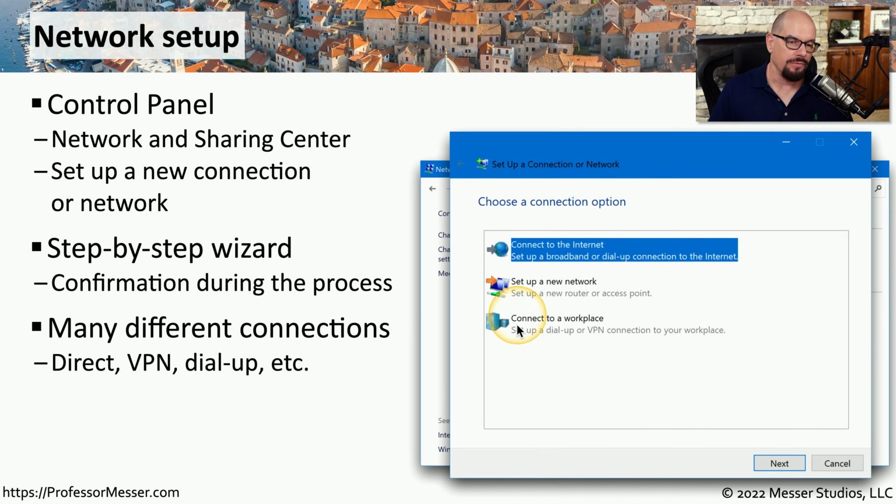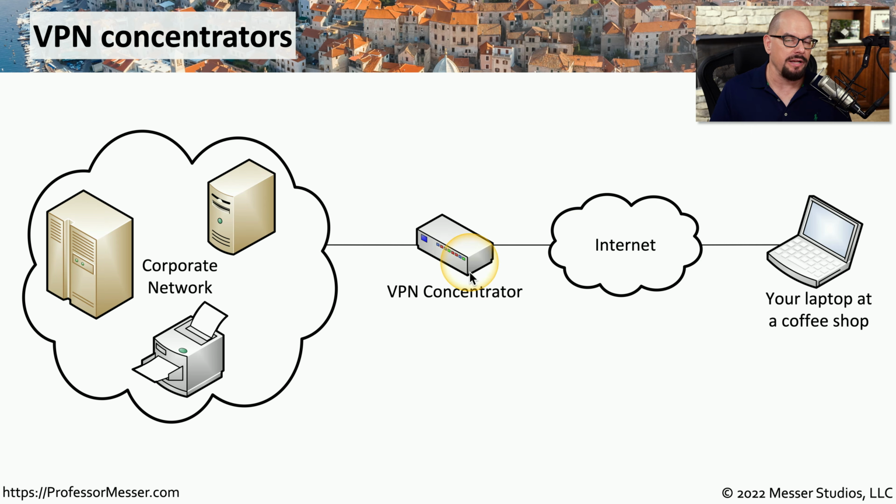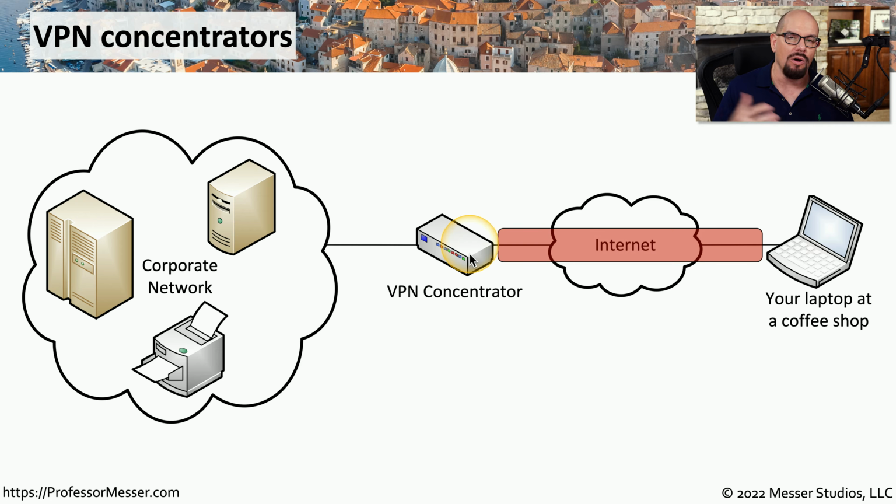Let's look at the option for connecting to a workplace, which would be to set up a dial-up or VPN connection to your workplace. Many organizations will set up and configure a virtual private network concentrator or VPN. This allows you to be at a remote site but securely connect to all of these private devices that are inside of your corporate network. It does this by setting up an encrypted tunnel between your device and the VPN concentrator. Anything sent over that network link will all be encrypted.